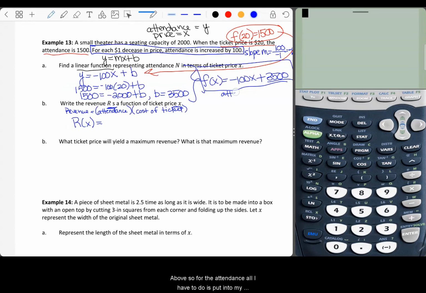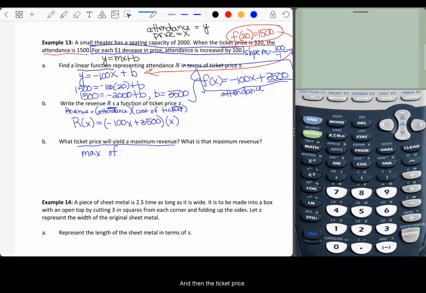So the revenue function is going to be a product function, and we already have the attendance written out above. So for the attendance, all I have to do is put into my revenue function -100x plus 3,500. So that represents the attendance part of revenue. And then the cost of the ticket is just x. And that's a revenue function. That's how much money these people are bringing in. Now, there's a difference between revenue and profit, but how much money they have on the front end is given by this function.